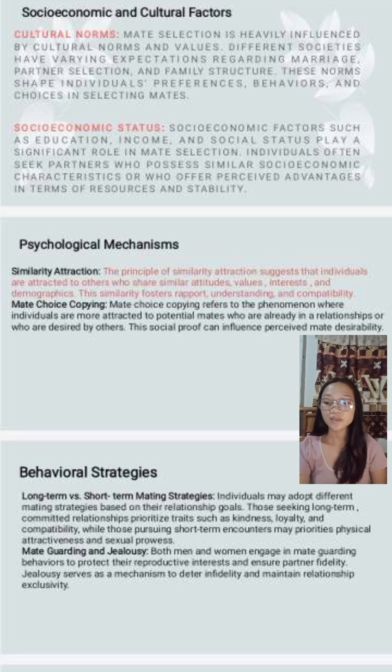So the next one is the socio-economic and cultural factor, number 2, the socio-economic status. In socio-economic factors such as education, income and social status play a significant role in mate selection. Individuals often seek partners who possess similar socio-economic characteristics or who offer perceived advantages in terms of resources and stability. So, there's the socio-economic status.